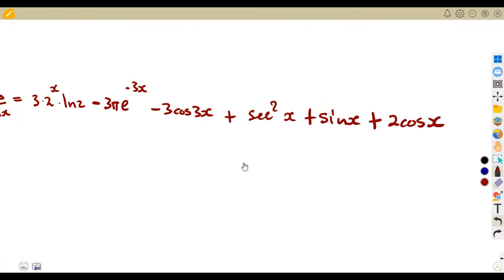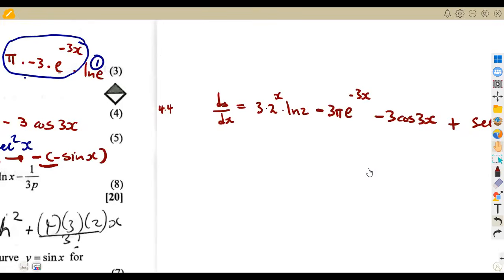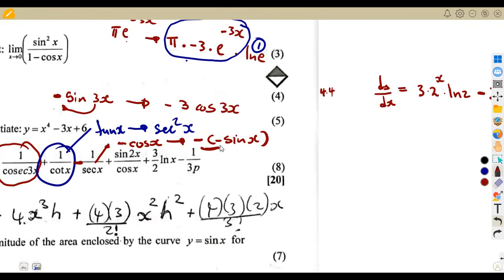All right, so this is 2 cos x. Then another one, it was 3 over 2 ln x. Remember, the derivative of ln is 1 over x. So it is going to be minus 3 over 2 times 1 over x. So it will be minus 3 over 2x.